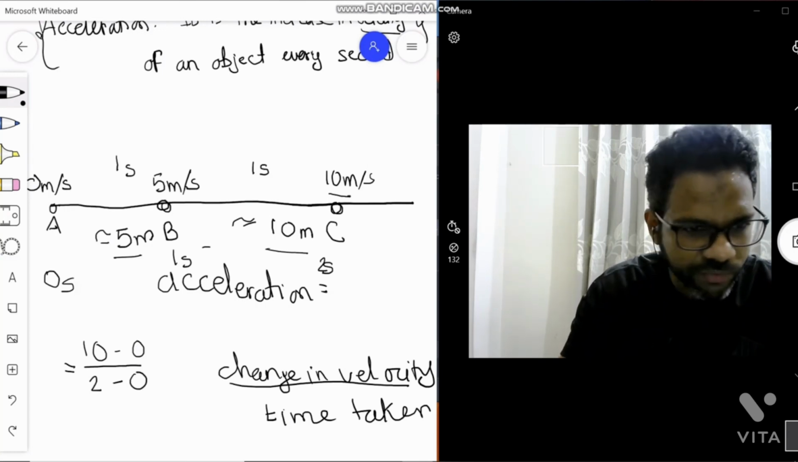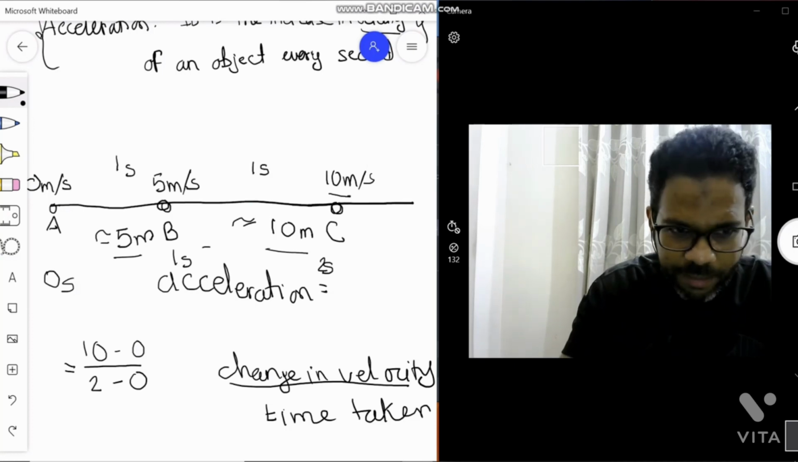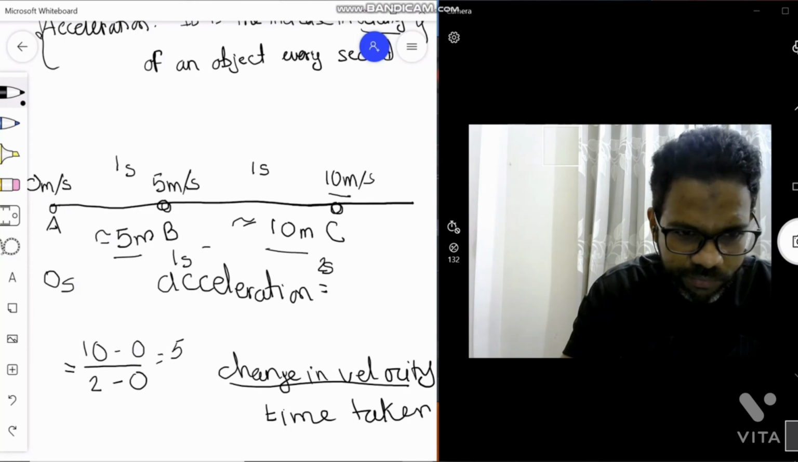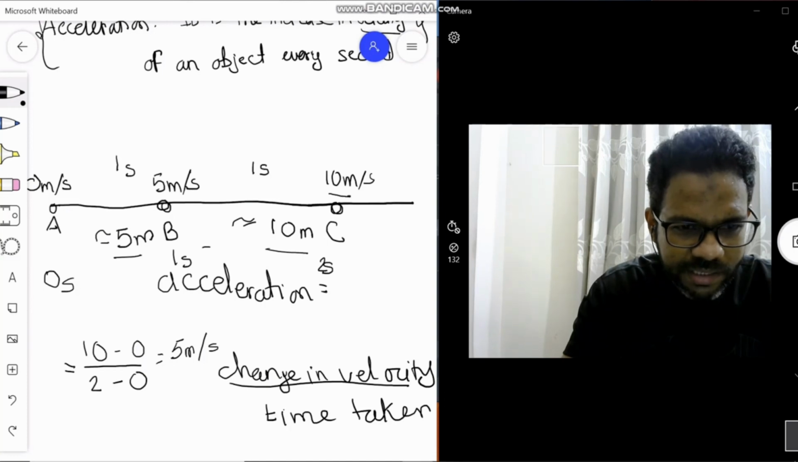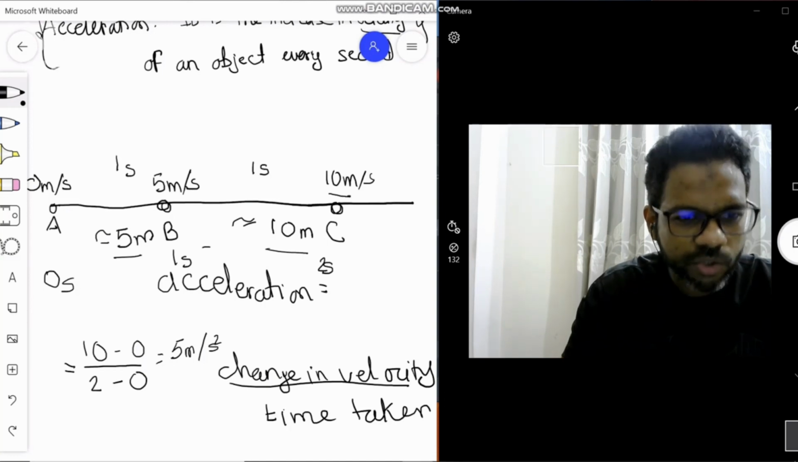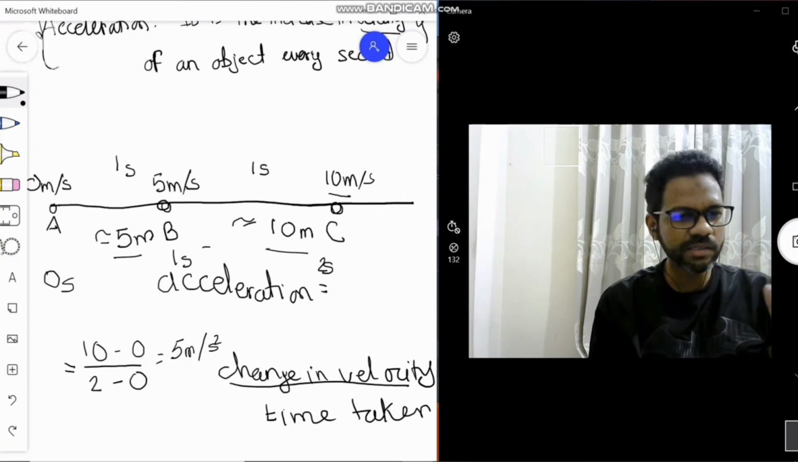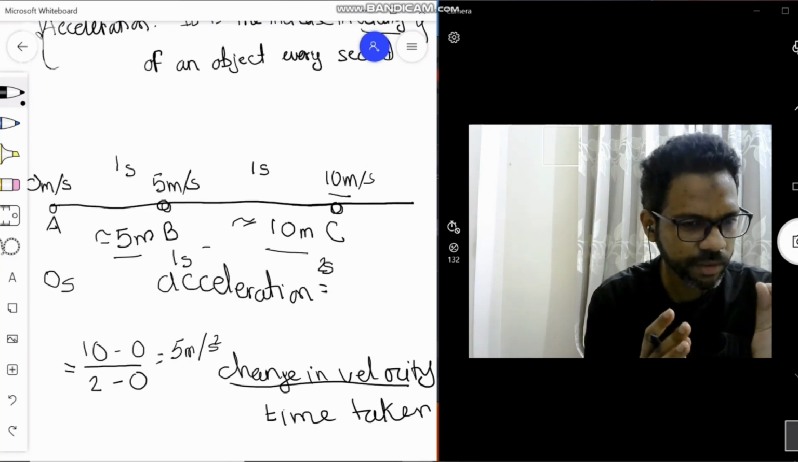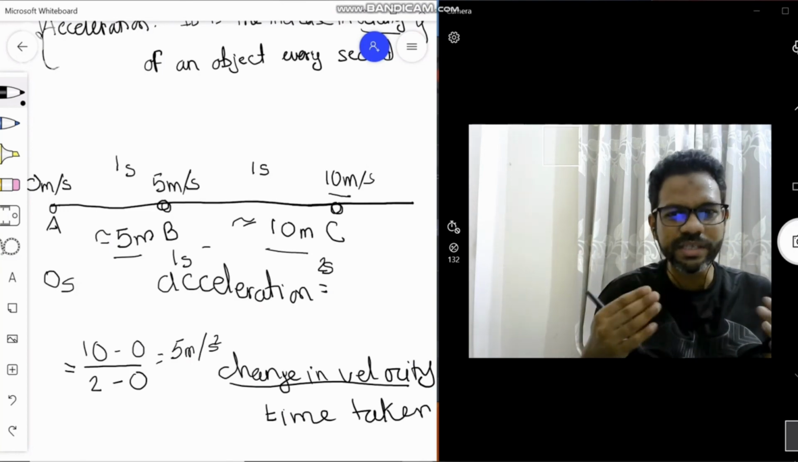So the change in velocity divided by time taken gives us 5. The unit of acceleration is meters per second square. So the acceleration of the object is found to be 5 meters per second square. That means after every 1 second, you will see that the velocity is increasing by 5.